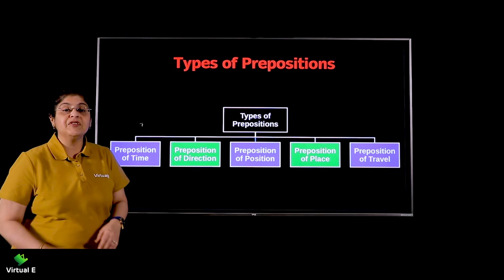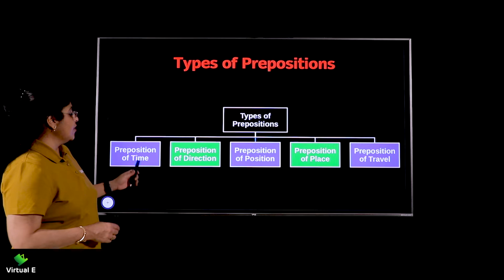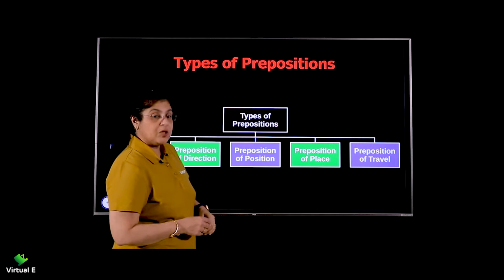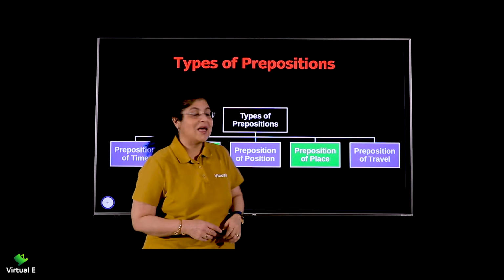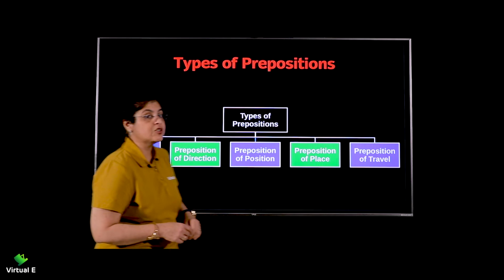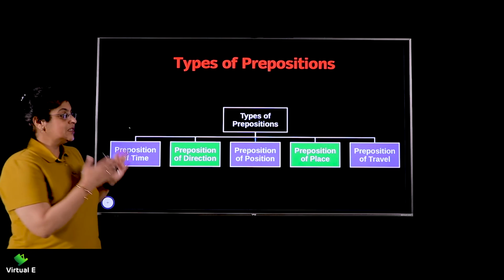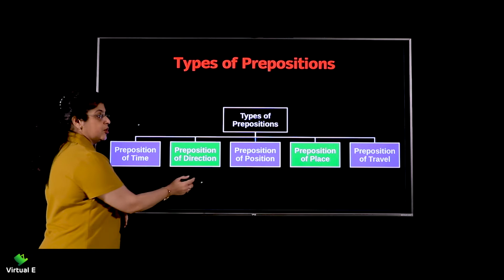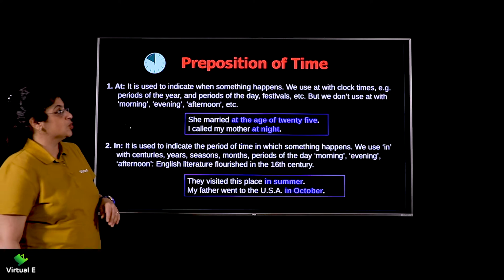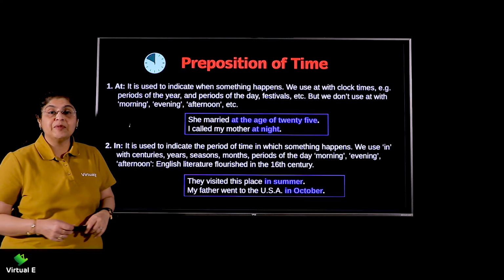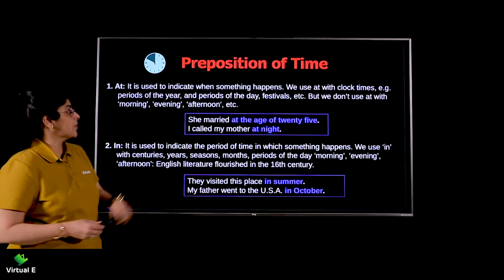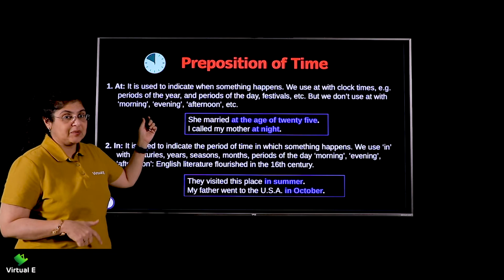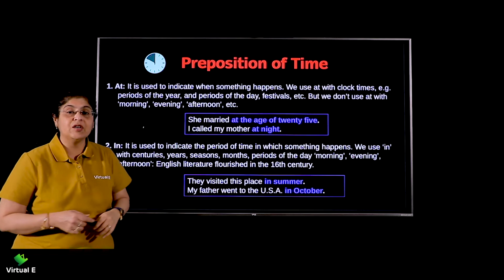Now you have different kinds of prepositions. You have preposition of time, preposition of direction, preposition of position, preposition of place, and preposition of travel. So you have these different categories under which some particular prepositions are going to be placed and used. So let's begin with the preposition of time. At, for example, is the very first preposition that we are taking, which comes under the category of time.